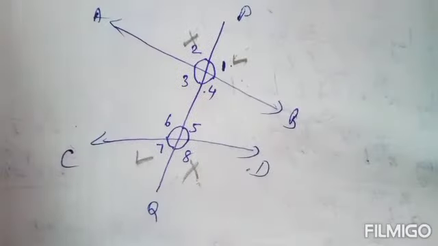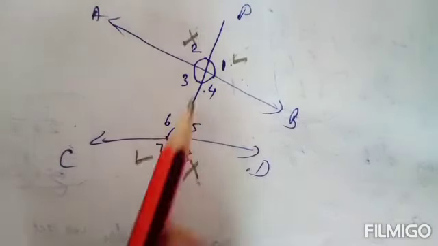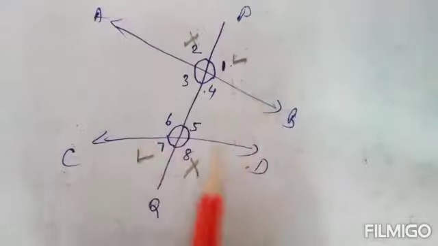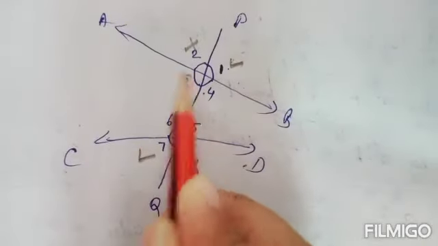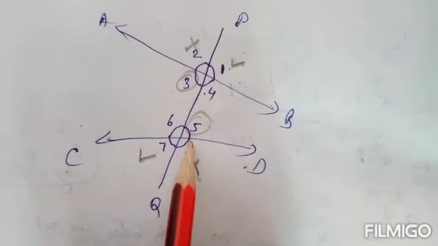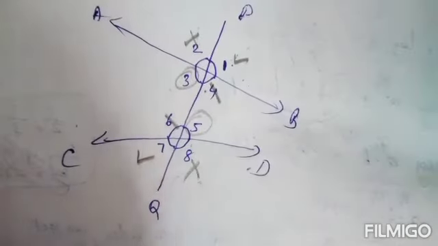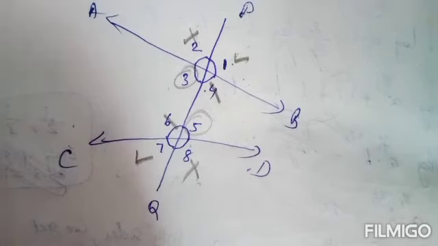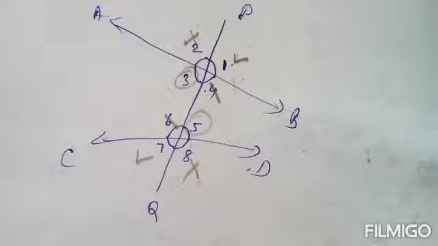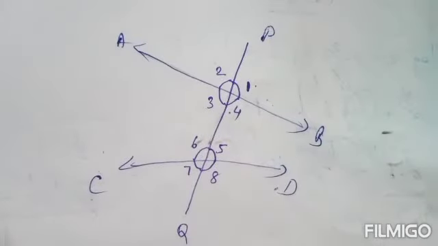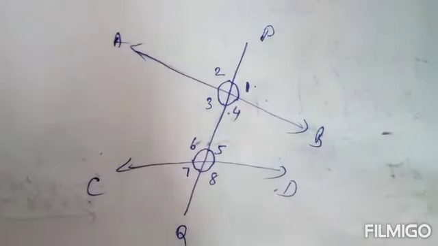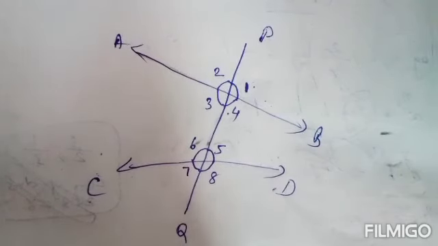Now interior alternate angles means angles in the interior part you are taking. So 3 and 5, these are one pair of interior alternate angles. Then 4 and 6. These are 2 pairs of interior alternate angles. These interior alternate angles we simply call alternate angles.